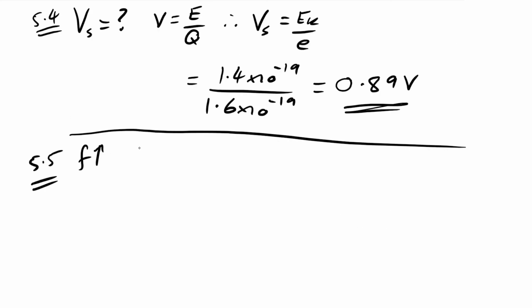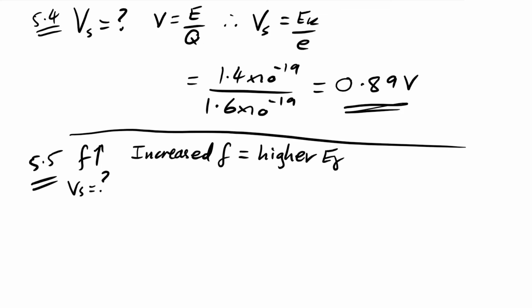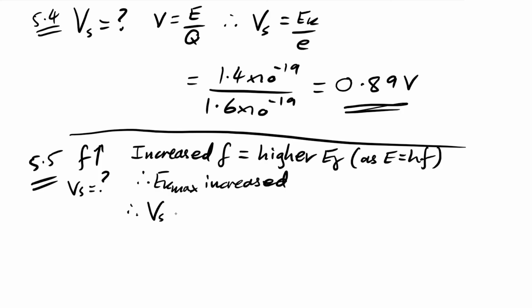5.5, we're being asked what happens to the stopping potential if the frequency is increased. Nice and easy, but again, we have to talk about it in terms of energy. Because E is equal to hf, each photon has a higher energy. We can just call it E gamma like earlier. Therefore, EK max is increased because each electron gets more energy. So therefore, the stopping potential is increased. A higher potential is needed to stop those electrons from crossing the gap.